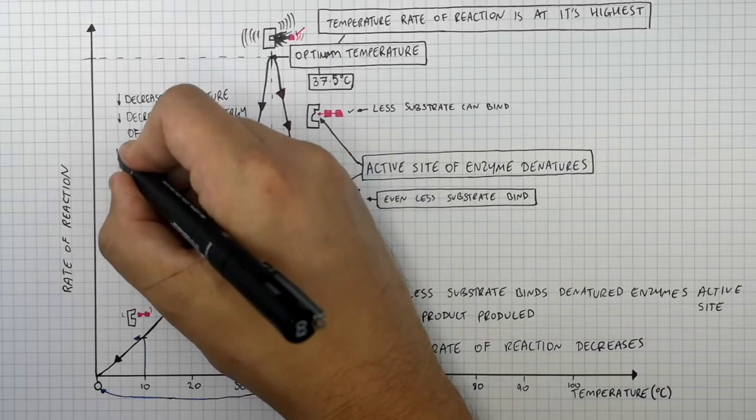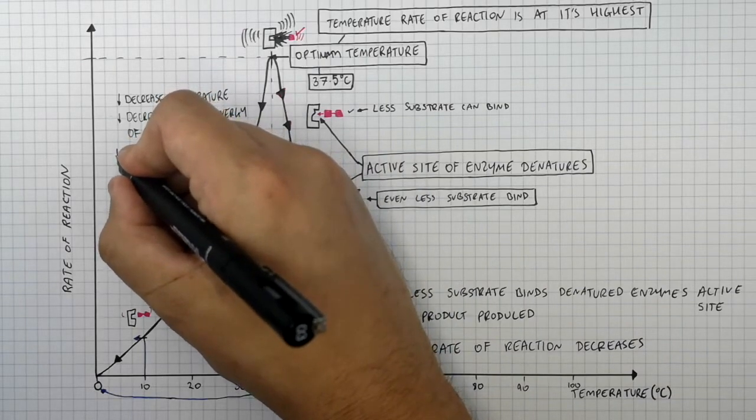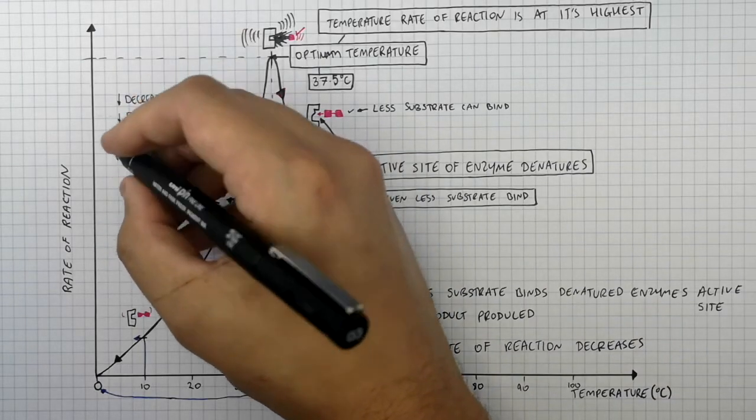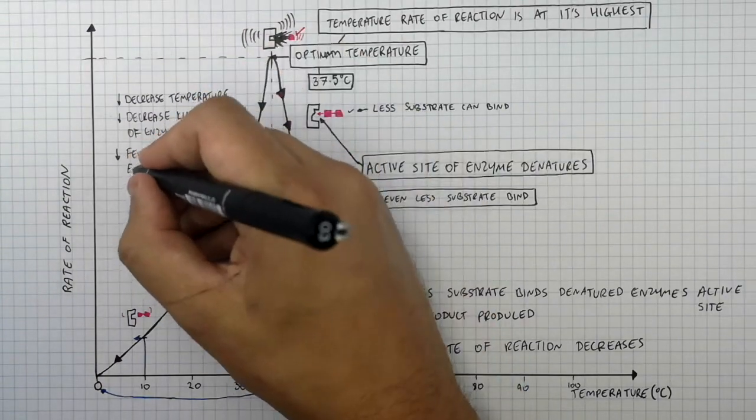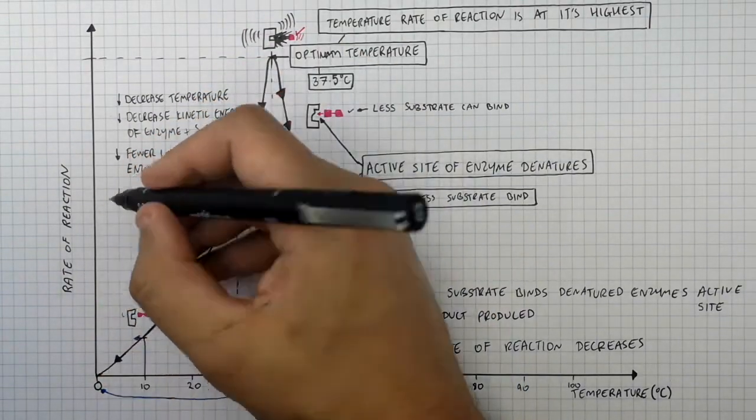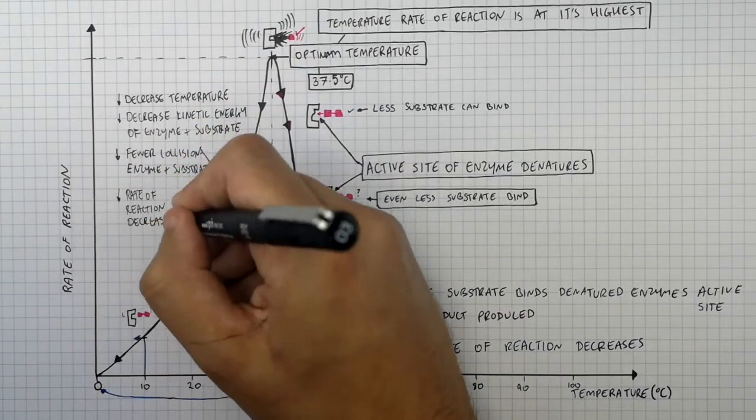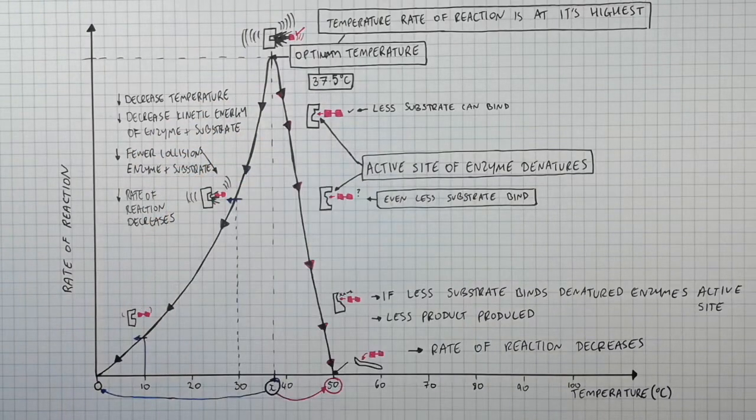So if they are moving more slowly, that means there's going to be a decrease in the collisions between the enzyme and the substrate. So if there are fewer collisions between the enzyme and the substrate, that means the rate of reaction decreases. Less product will be made because there are fewer collisions between the substrate and the enzyme.